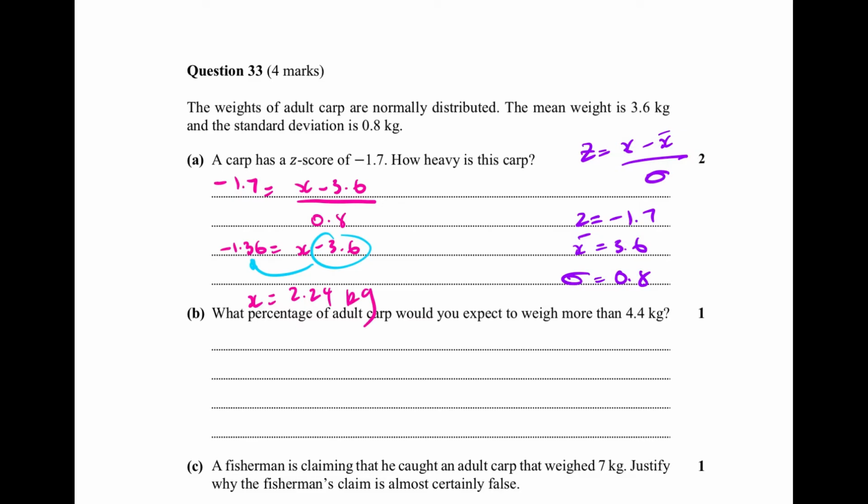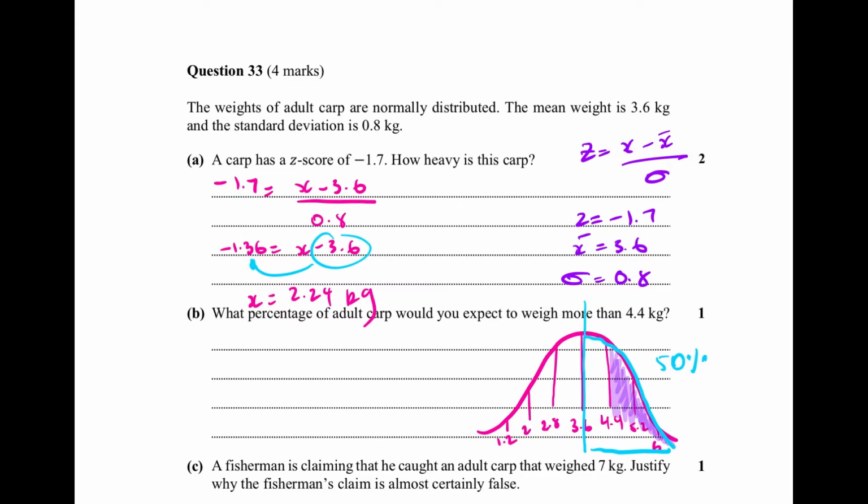What percentage of, in part B, what percentage of adult carp would you expect to weigh more than 4.4 kilograms? Well, I'm going to draw a normal distribution graph just to see what's going on. So I've got the average is 3.6 and I go up by 0.8. So everything there, okay? Now I know that this section here in blue is 50% of my white part here. Now that white section there is 1 standard deviation away. Remember, 1 standard deviation of my score is 68%.